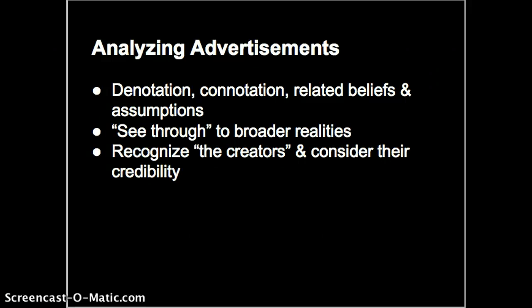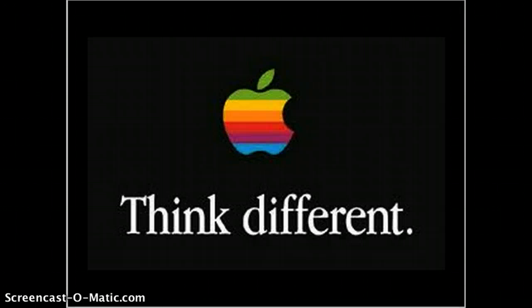And you need to try to see through the advertisement to its broader social and cultural realities. And then recognize the creators of advertisements and consider their credibility. Let's look at this. This is a classic Apple advertisement from the 80s. And this came out in a time when the computer revolution was kind of in a really prime state, and there was a lot of competition going on between Apple and Microsoft, and the text plainly states, think different. And then you see the Apple logo, and that was the logo back in the 80s. It wasn't white back then. They made it colorful. It was like this.